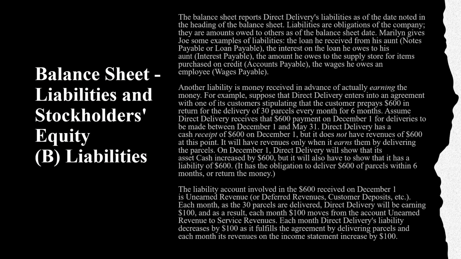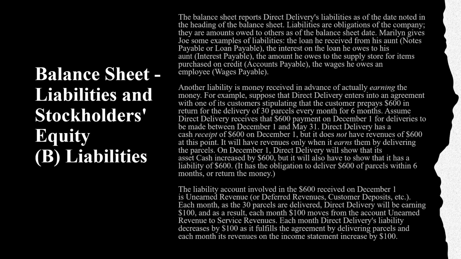Balance sheet liabilities and stockholders' equity. Liabilities. The balance sheet reports Direct Delivery's liabilities as of the date noted in the heading of the balance sheet. Liabilities are obligations of the company. They are amounts owed to others as of the balance sheet date. Marilyn gives Joe some examples of liabilities: the loan he received from his aunt, notes payable or loan payable; the interest on the loan he owes to his aunt, interest payable; the amount he owes to the supply store for items purchased on credit, accounts payable; the wages he owes an employee, wages payable.